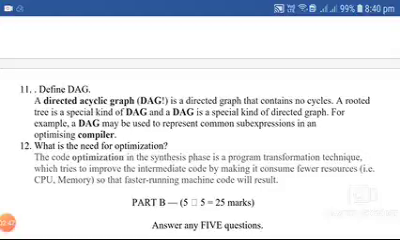DAG stands for directed acyclic graph, which contains no cycles. A rooted tree is a special kind of DAG and a DAG is a special kind of directed graph. For example, a DAG may be used to represent common subexpressions in an optimizing compiler.